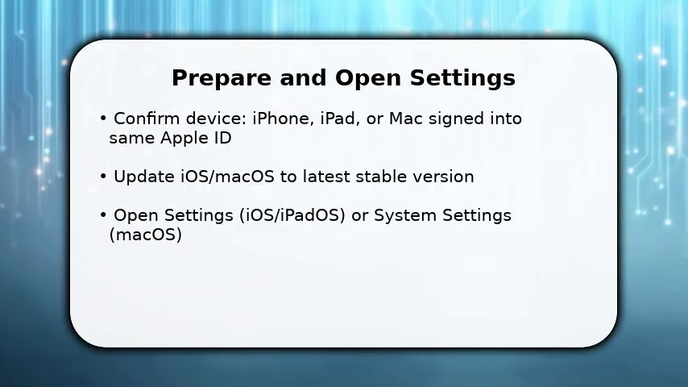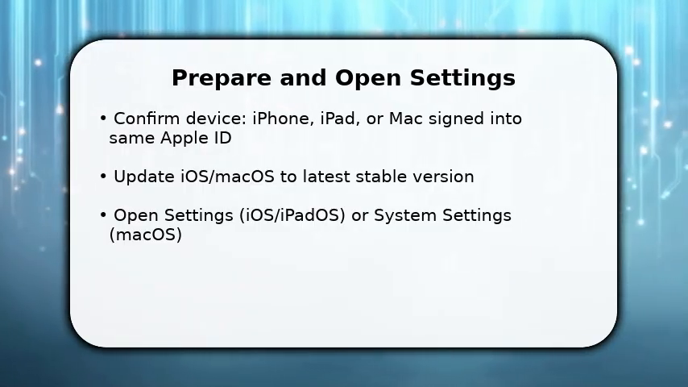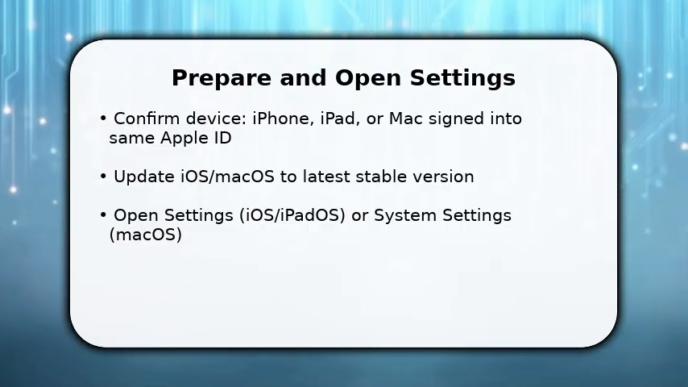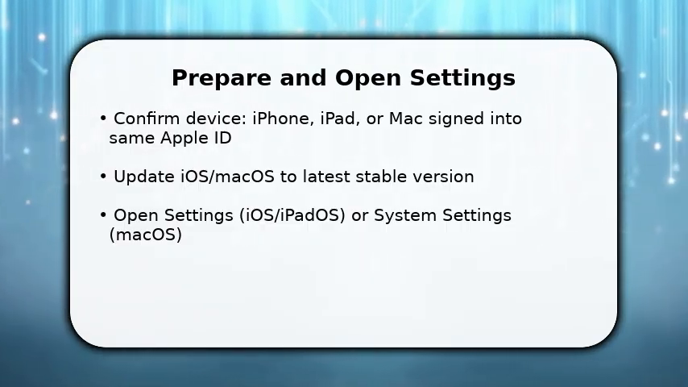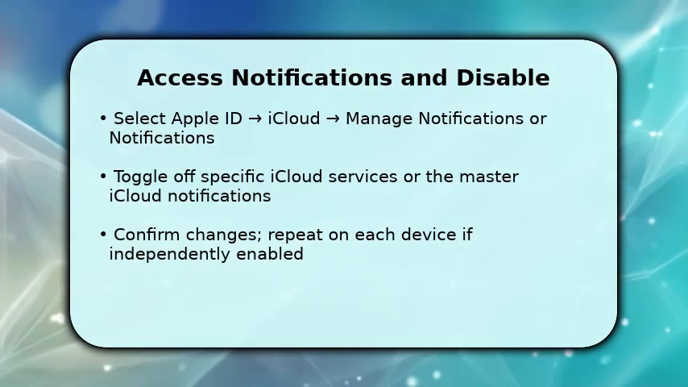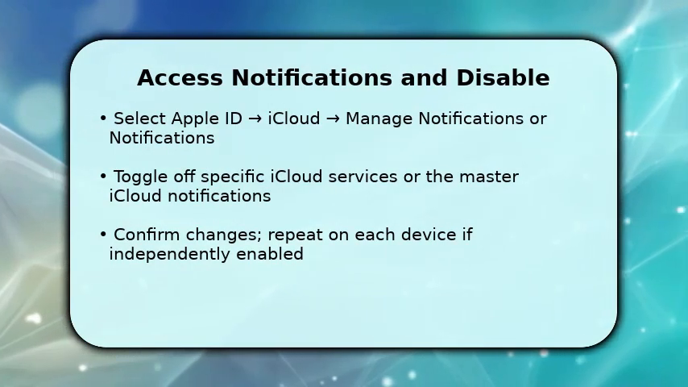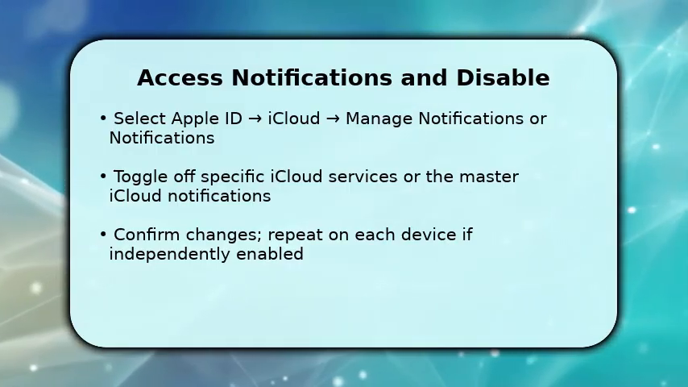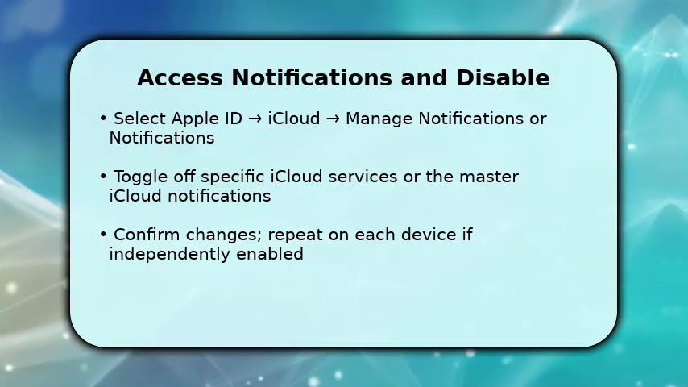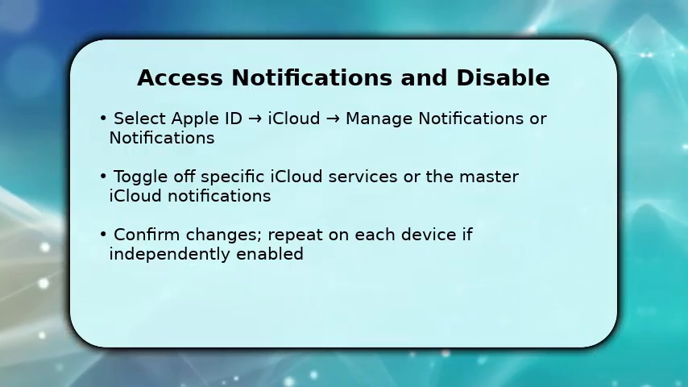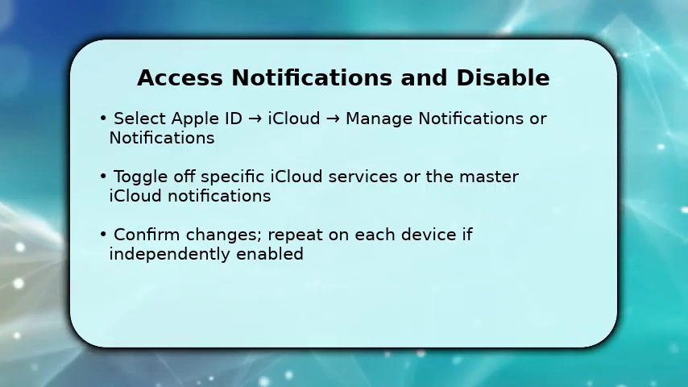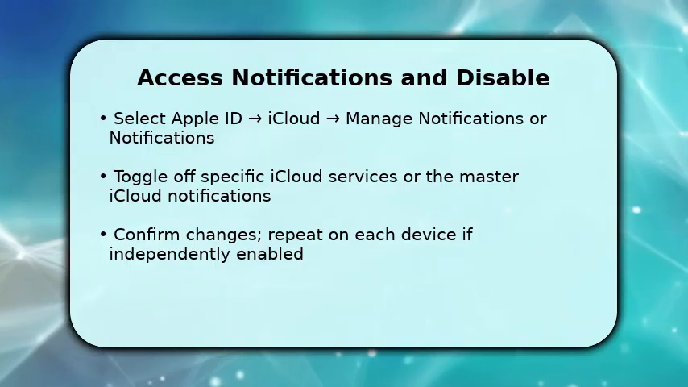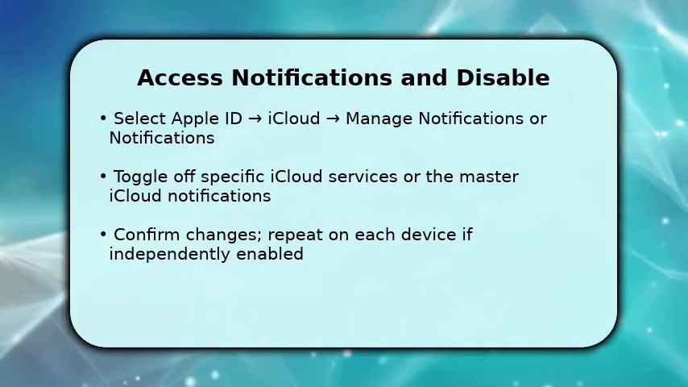This is the only place that consolidates iCloud notification controls across devices, so go there now and stay in the Apple ID panel. You'll find the notifications switch inside Apple ID settings under iCloud. Tap iCloud, then look for Notifications or Manage Notifications. Once visible, toggle off either individual iCloud service alerts, like iCloud Drive, Photos, or Backup, or flip the master iCloud notifications off. This stops server-side push alerts tied to your Apple ID.